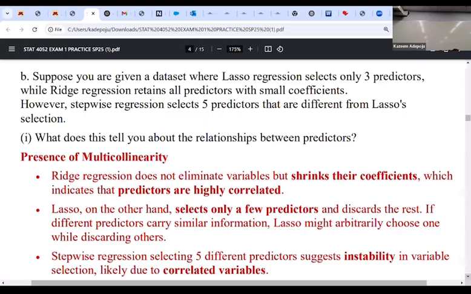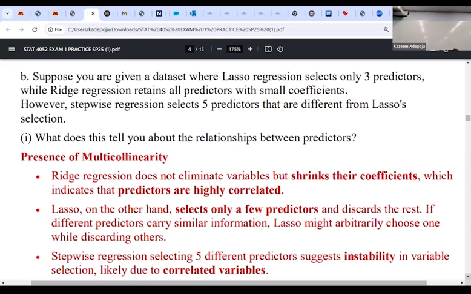Because for lasso to have selected only 3, it means lasso has succeeded in shrinking the coefficients associated with the problematic variables to 0. They've been eliminated from the model. So lasso can do that. Lasso is doing that to treat the problem of multicollinearity.